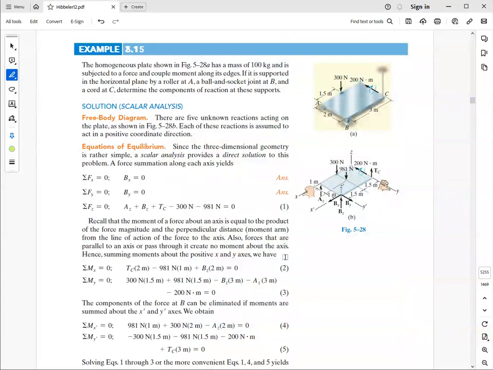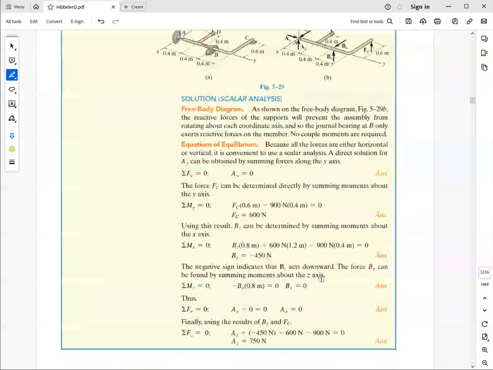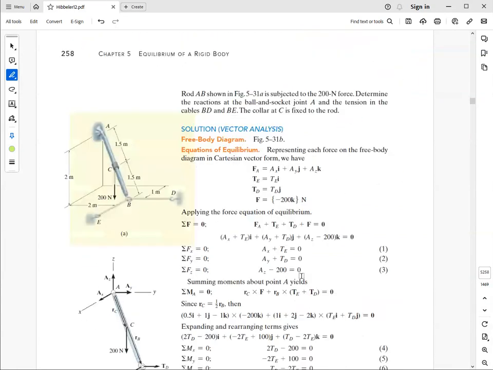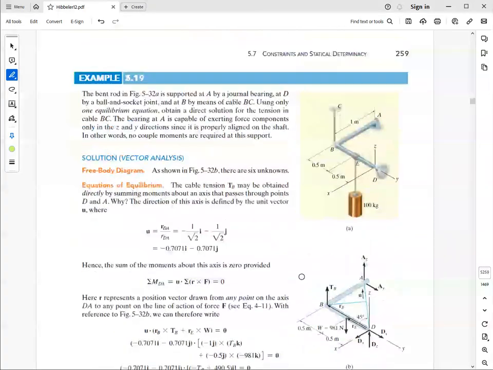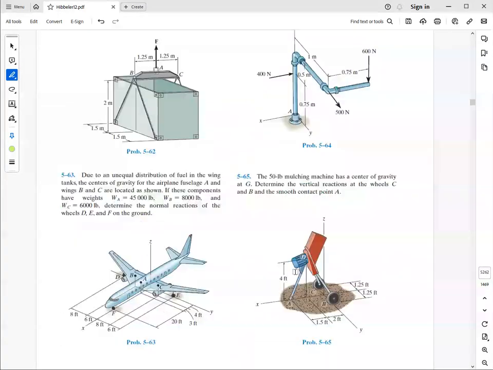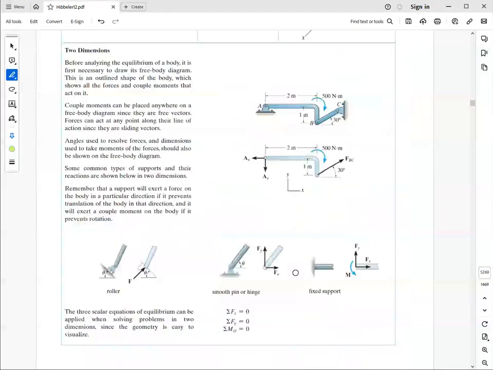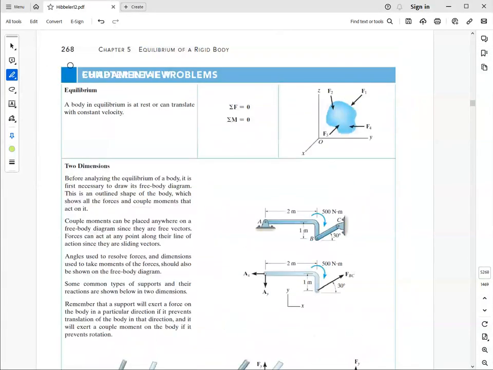Some example problems, I recommend you go over them. And things that we learned in early chapters, like resultants of systems of forces and moments in 3 dimensions, are useful here. And then some more examples. And then what do we have? We have a summary of findings from this chapter 5.